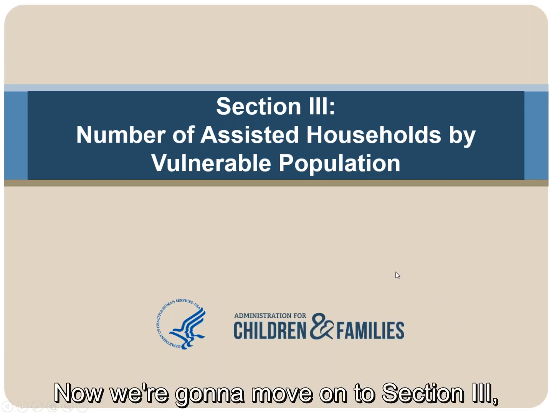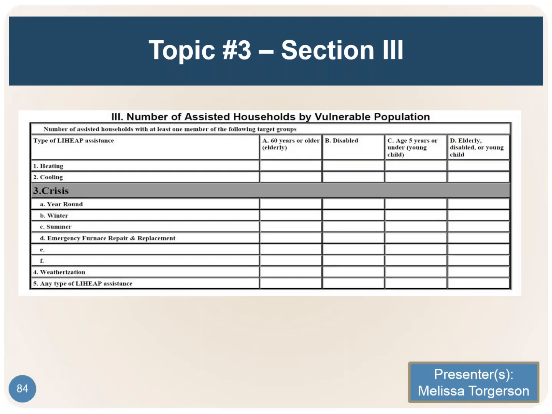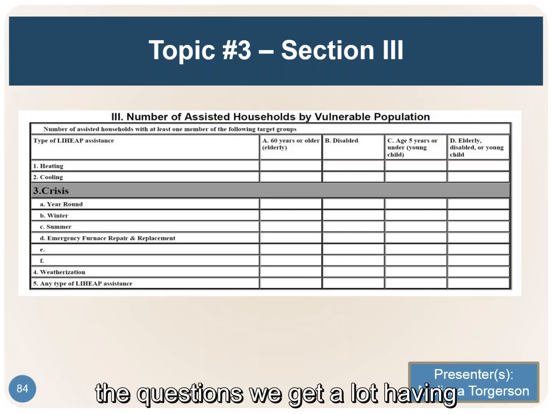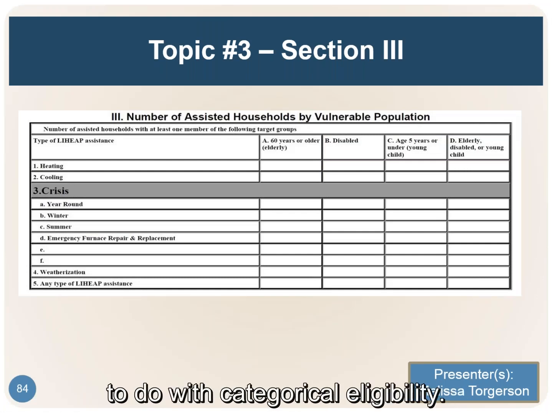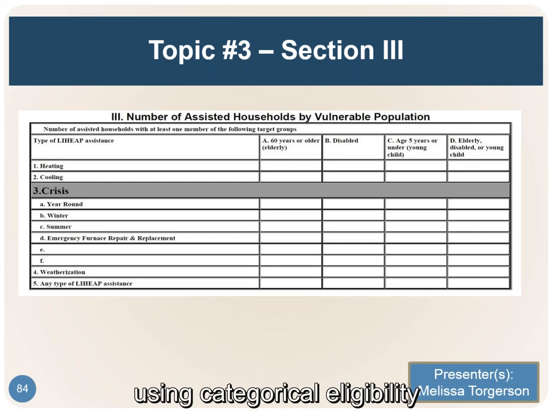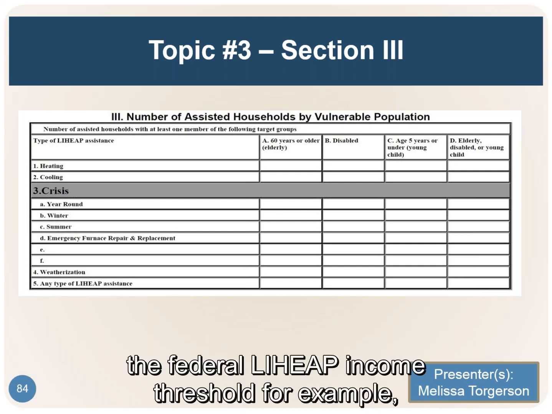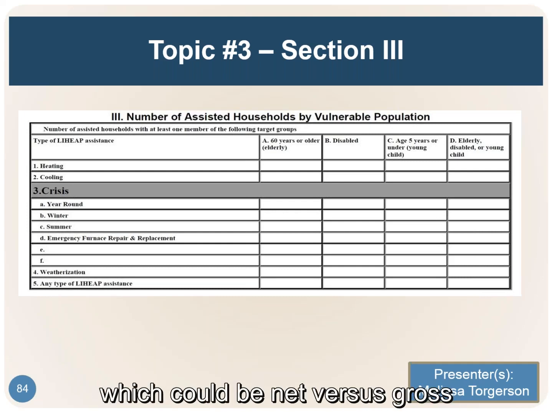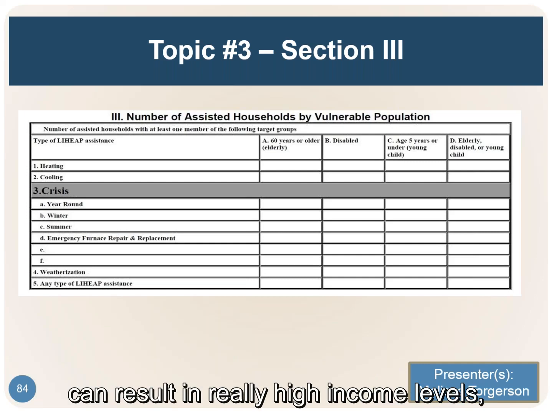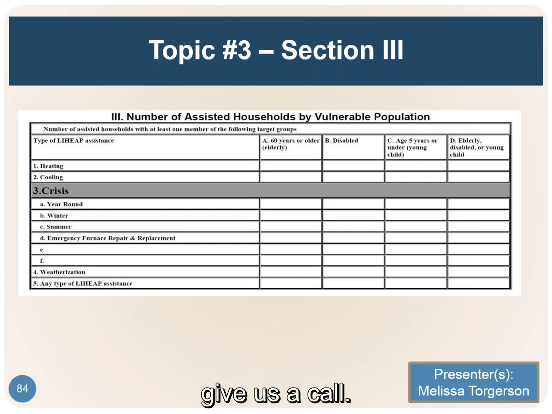Now we're going to move on to Section 3, which is looking at the number of assisted households by vulnerable population. Yeah, and before we move on, when we talk about poverty intervals, one of the questions we get a lot is having to do with categorical eligibility. So if you are serving households using categorical eligibility that puts them over, for example, the federal LIHEAP income threshold, for example, how you're using food stamp income, which can be net versus gross, can result in really high income levels. It's important to note that as well. And if you need help figuring out where to put those households, give us a call.